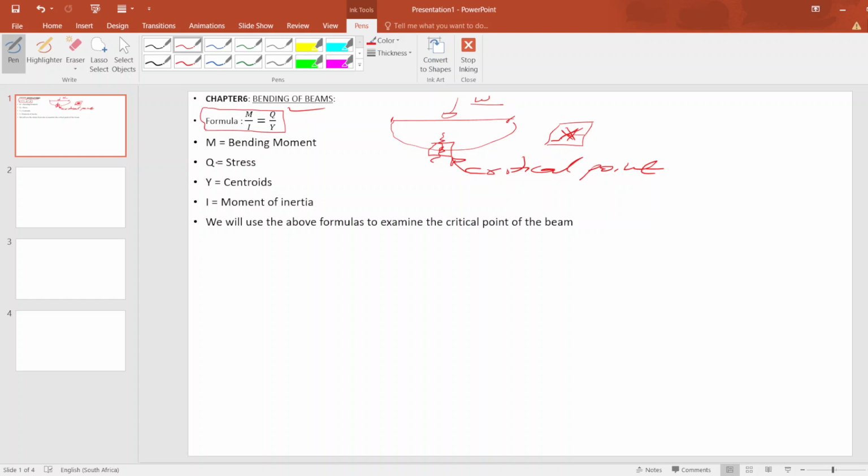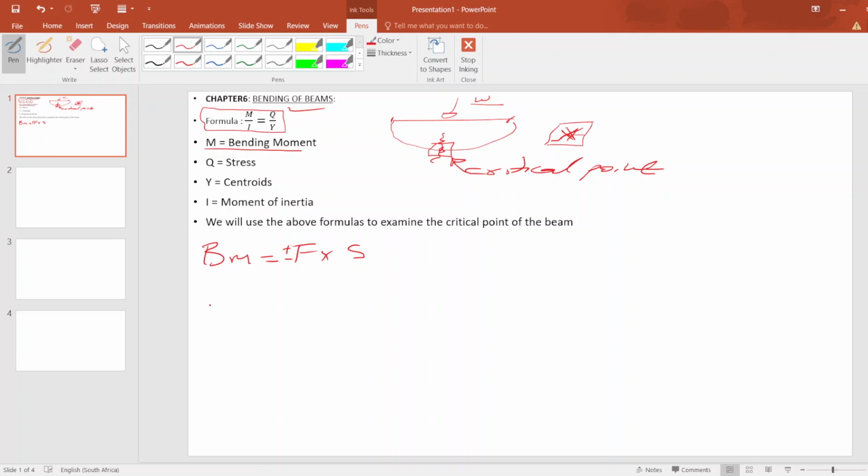Then in chapter 5, we did look into how to calculate the bending moment. We said bending moment equals force multiplied by distance. That's the formula that we've used. We've actually said it is plus or minus force multiplied by distance. We consider the direction of the force.